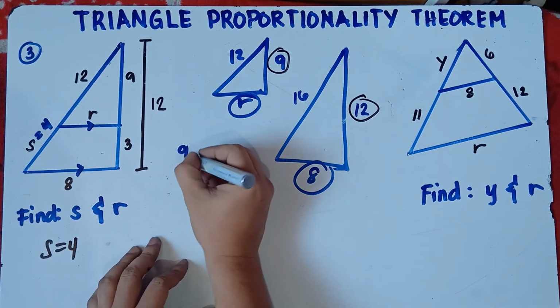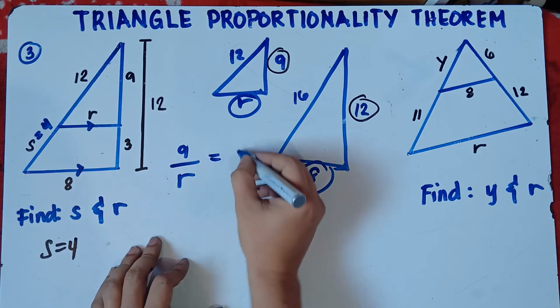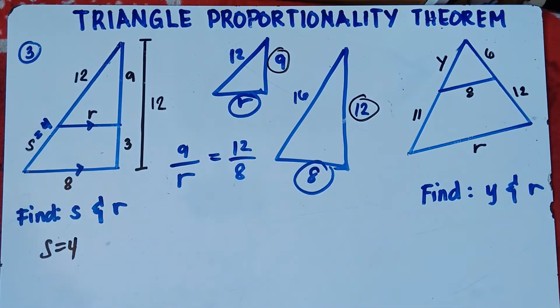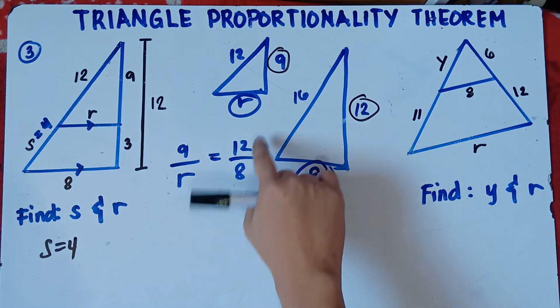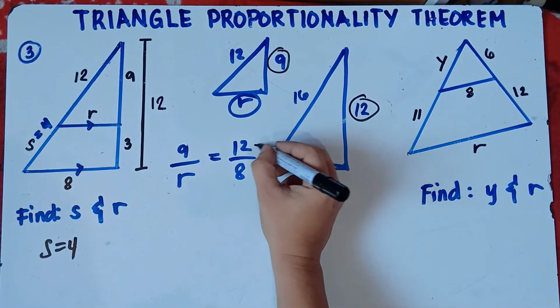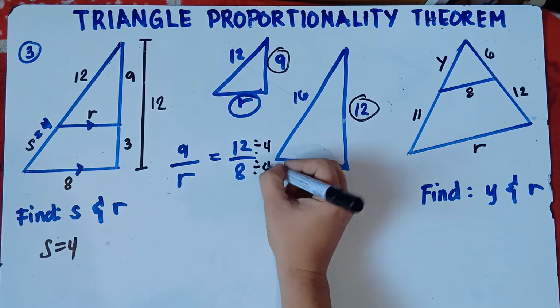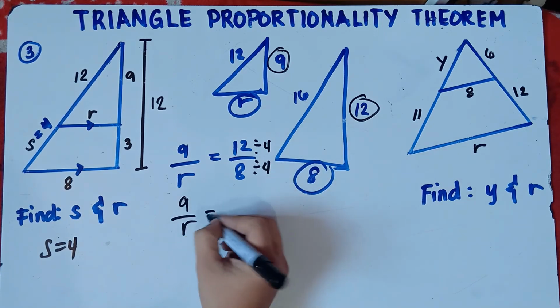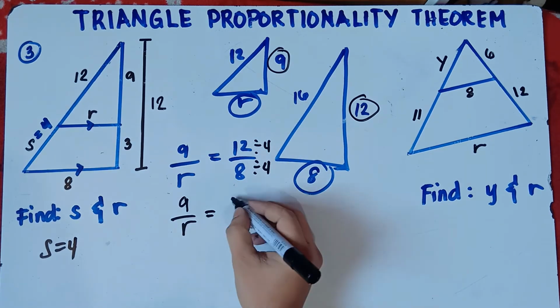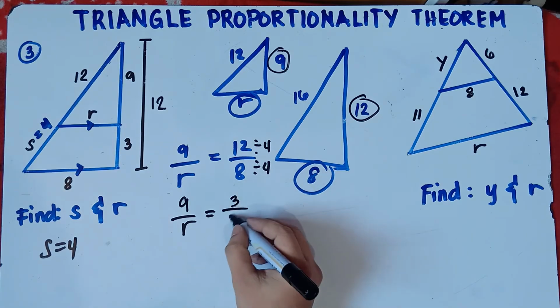Let's have that. 9 over R is equal to 12 over 8. So just simply cross multiply, or we can reduce. Can we reduce 12 and 8? Yep, we can reduce this one by 4. Divide by 4. So this is 9 over R is equal to 12 divided by 4, that is 3, and 8 divided by 4, that is 2.